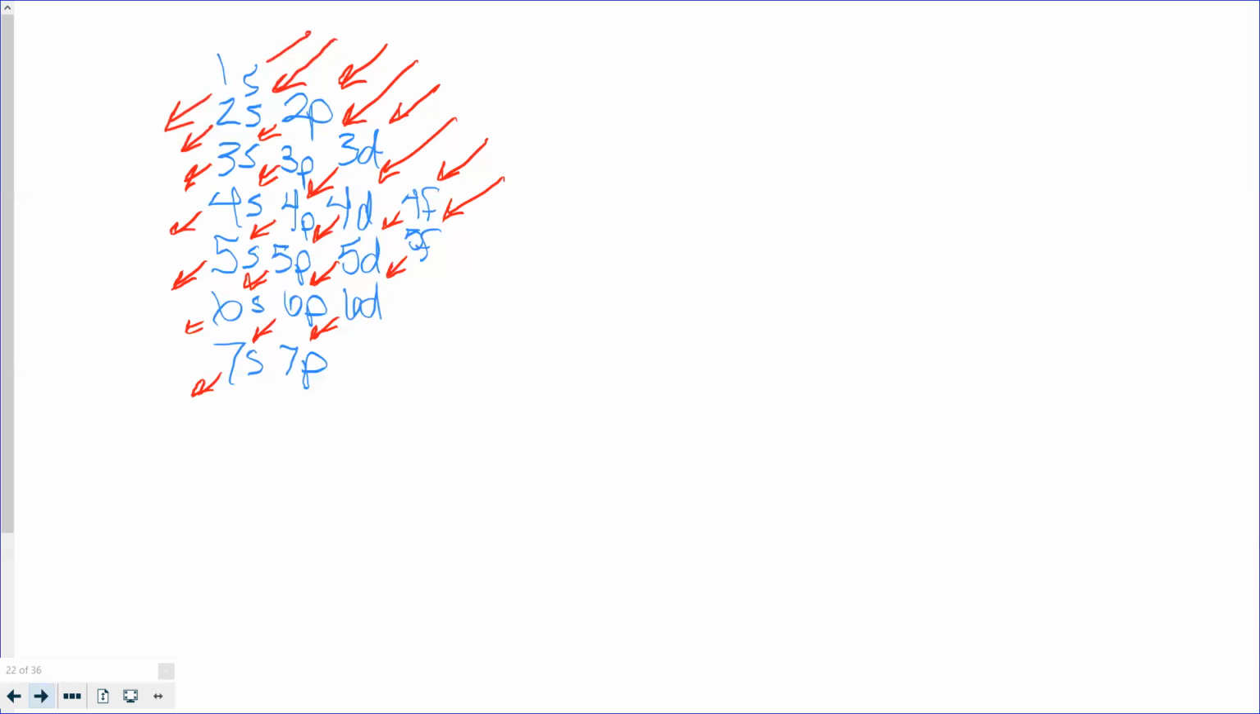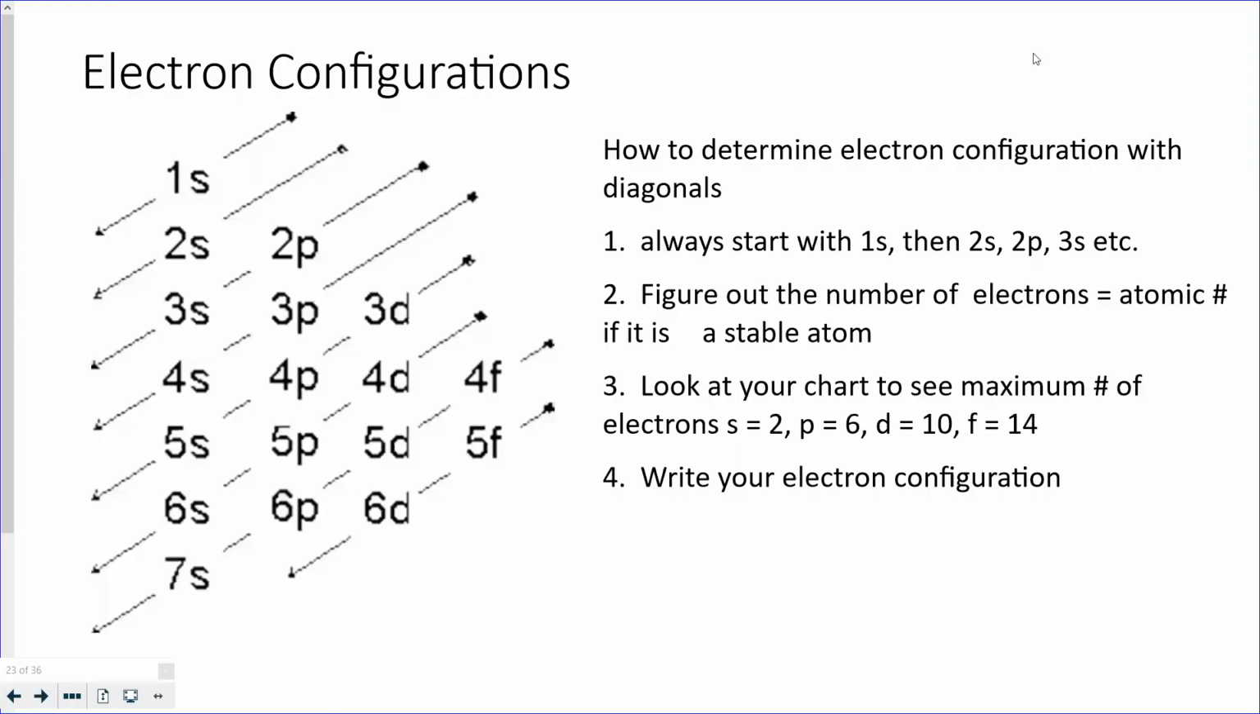So this tells us the order that these need to be filled in order to put electrons around this nucleus. So like I said, you need to be able to draw this from scratch in order to be able to use it. All right, so here is that diagonal. So you can see we drew it from scratch, but this tells us the order that we go in to write an electron configuration.